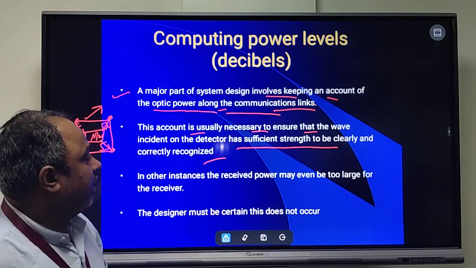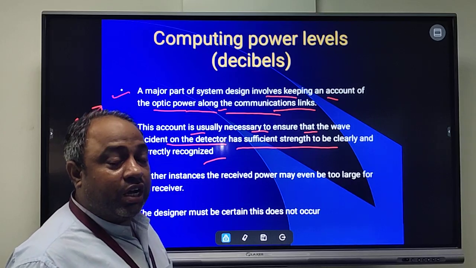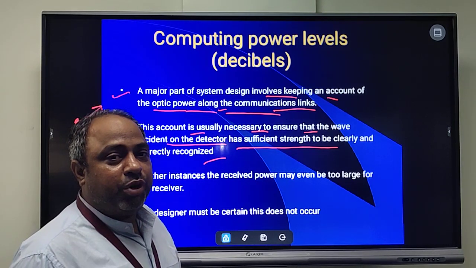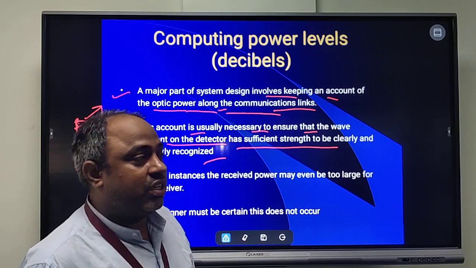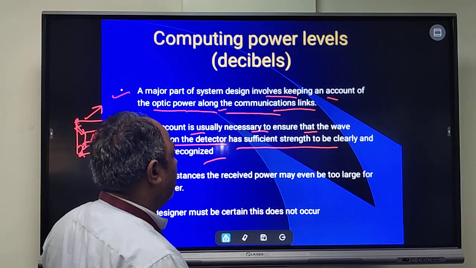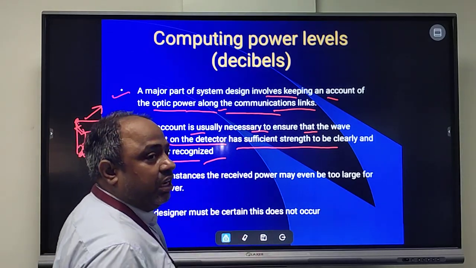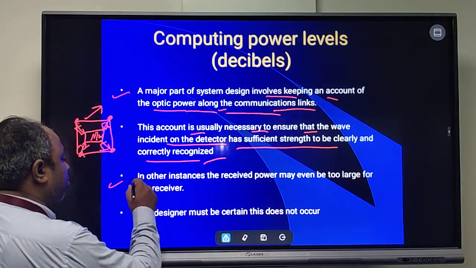If you understand that, it means your detector detects a sufficient amount of data, and that data can be brought to my side, and I can capture the data and send it from the other side. So this is important. If you understand this, your data is effectively and correctly recognized and travels from one side to the other side. Now come to the next point.